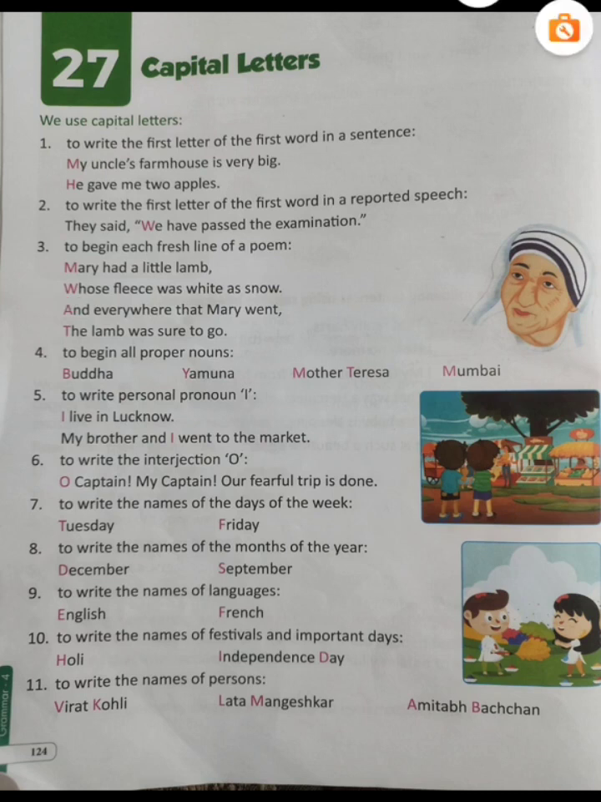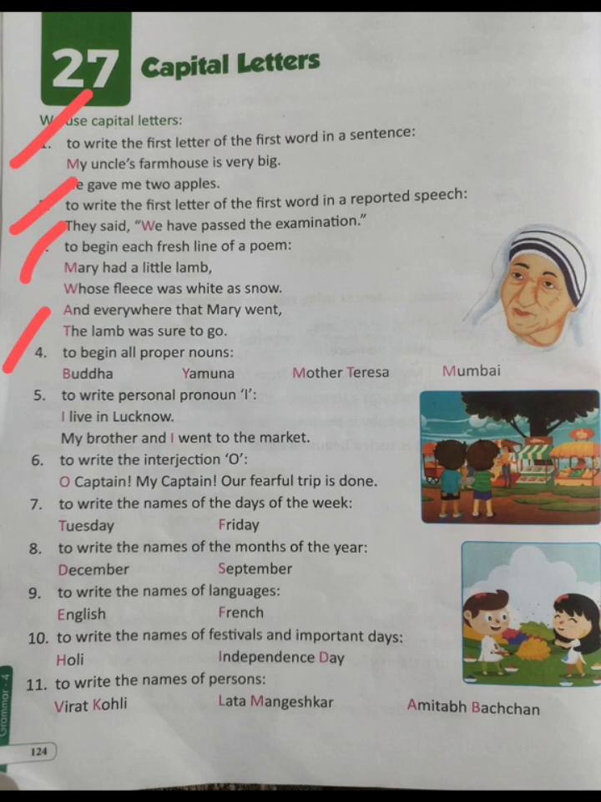So that was the third rule. First one was to write the first letter of the first word in a sentence capital. Then the second rule is to write the first letter of the first word in a reported speech capital. Third is to begin each fresh line of a poem with a capital. Okay, now next, rule number 4: to begin all proper nouns, always use capital when you write proper nouns.